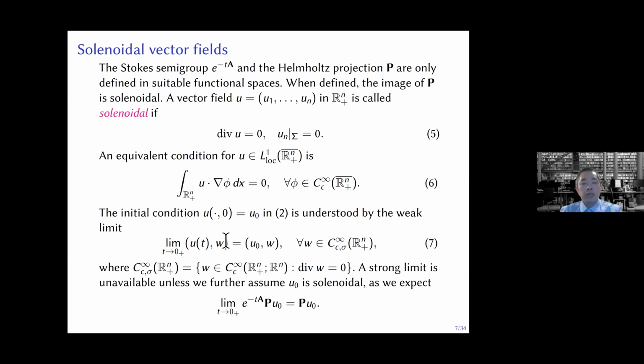The initial condition is understood in the weak sense. We multiply u(t) by any smooth test function w, and the limit should converge to u0 dot product with w. Here w is compactly supported and solenoidal, meaning divergence free. I'm sorry, w is zero on the boundary, so I don't need this condition here, just divergence free. This is a weak limit. A strong limit is usually wrong because we expect this limit to equal the projection of u0. So this is about solenoidal vector fields.